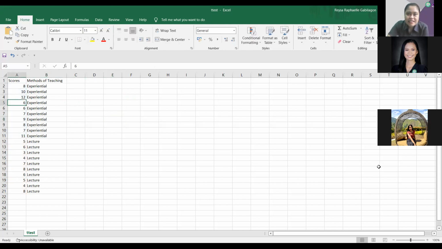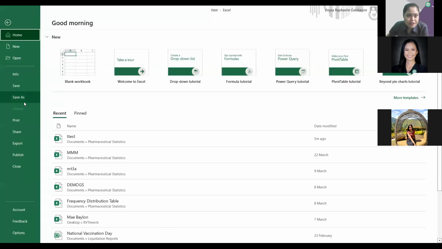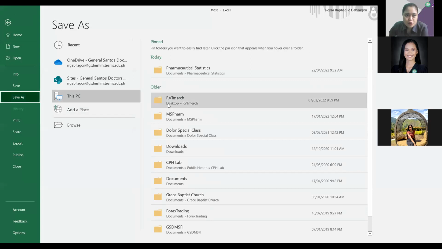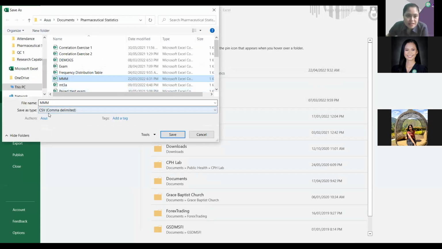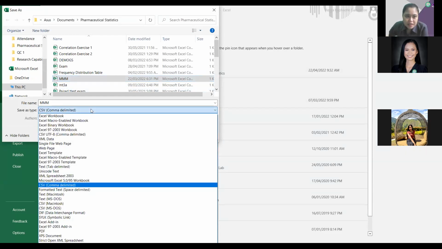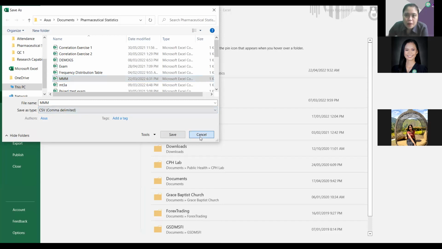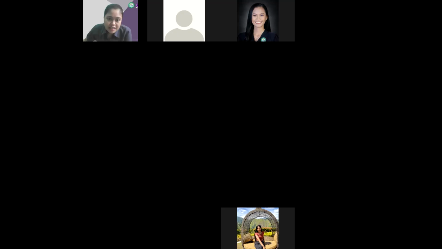And let's try the JASP. So for the JASP, remember to save your data first. So sa Excel pa rin kasi tayo mag-encode, pero isi-save mo yung data mo as CSV. Okay, dapat naka-CSV type siya. So kagaya nito, save as CSV, delimited. Kasi ito lang yung mababasa ni JASP.